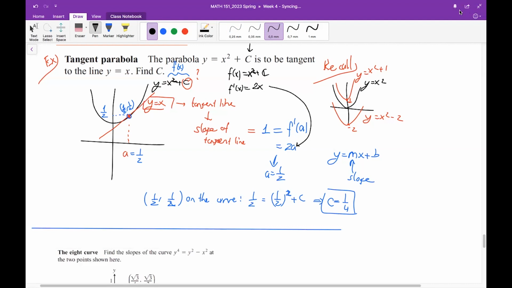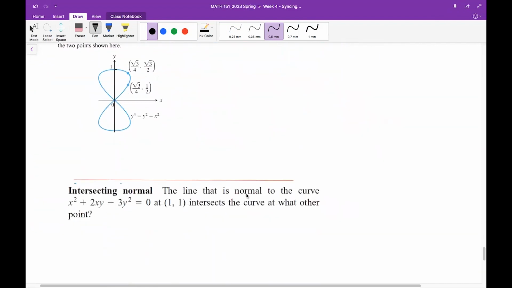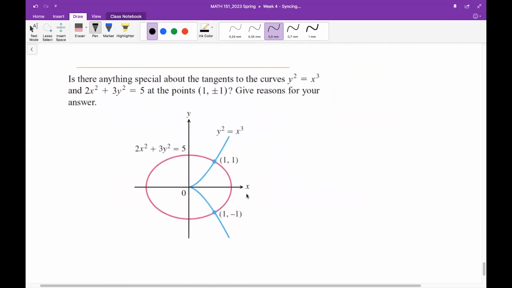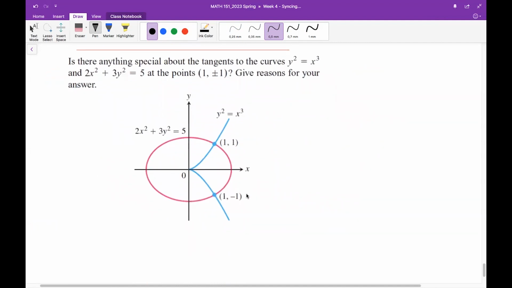Okay, let's move on. Let me show you one more question before we stop. Our last question will be this one. Let's try to understand. The question is: is there anything special about the tangent lines to this curve and this curve? So two curves are given and their graphs are also given in the picture.